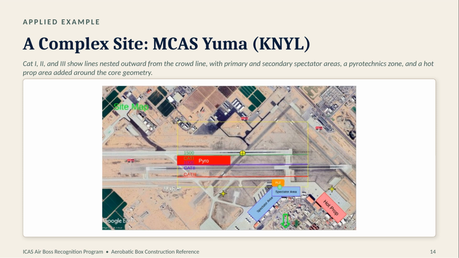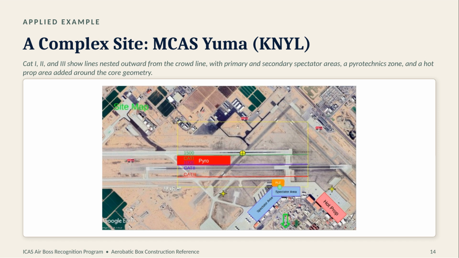This site, MCAS Yuma, KNYL, shows what the same method looks like once you layer in a full-scale, multi-category show with additional operational zones. The site map shows all 3 show lines nested outward from the crowd line in sequence. Category 3 closest in, Category 2 next, and Category 1 at the outer edge at 1,500, 1,000, and 500 feet respectively, exactly following the box depth rule from step 3. Since Category 1 is the outermost category present here, the box extends to 2,000 feet total.